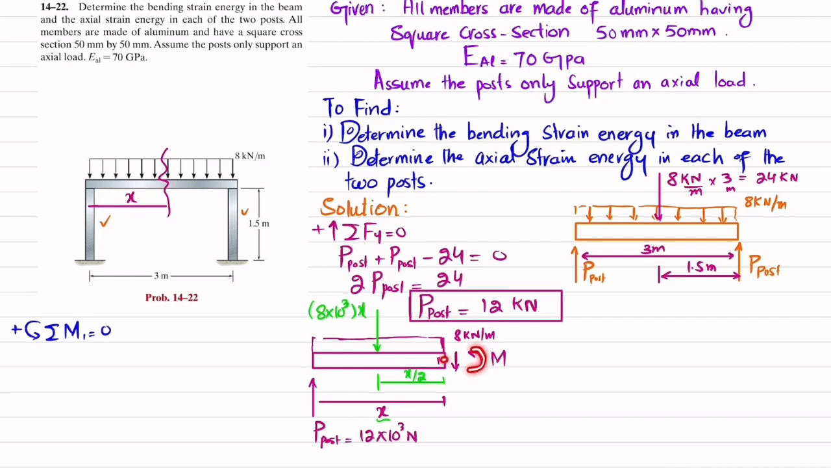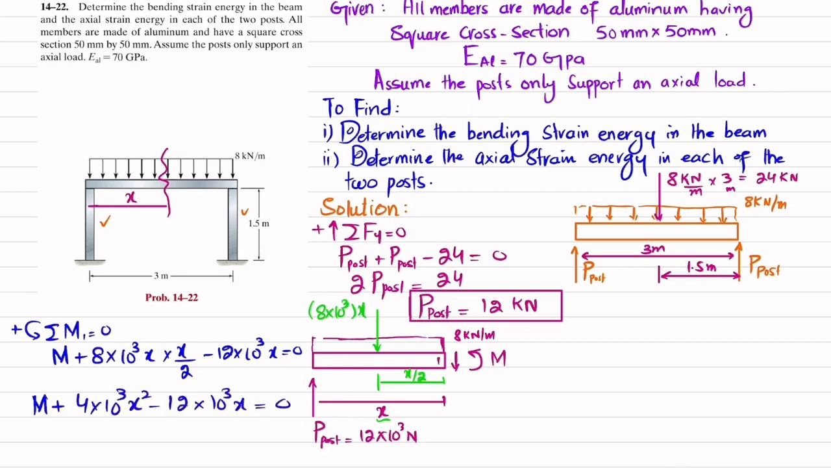About point 1, one moment is this reaction moment, which is counterclockwise, and that will be plus. The second moment will be due to this 8 into 10 to the power 3 into x, and the perpendicular distance is x by 2, and this is also counterclockwise, so it will be positive: plus 8 into 10 to the power 3x multiplied by x by 2. The last moment is produced due to this load with perpendicular distance x, and this is producing clockwise, so it will be negative. So I will write minus 12 into 10 to the power 3x is equal to 0. What I will get is M plus 4 into 10 to the power 3x square minus 12 into 10 to the power 3x is equal to 0.